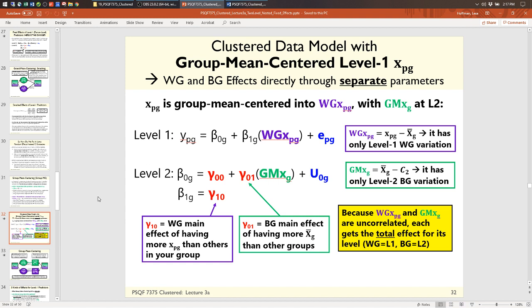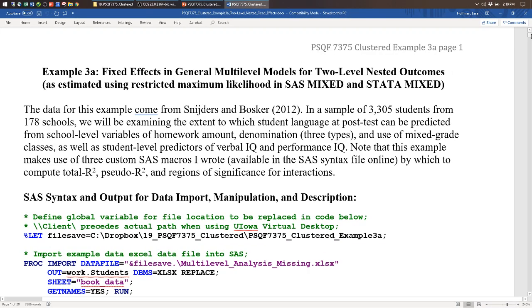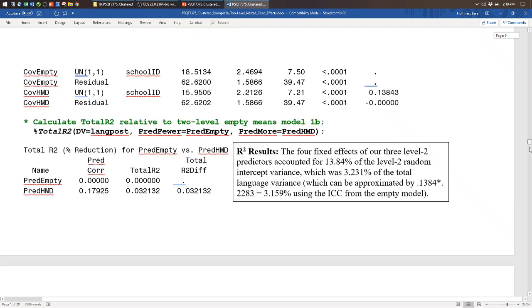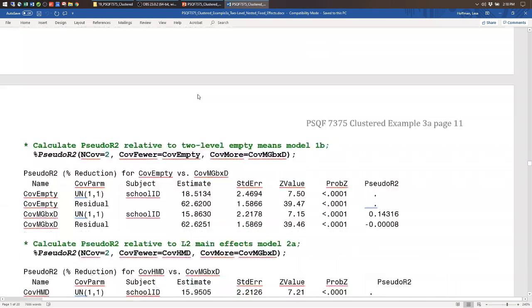Okay, questions on that? All right, so we looked at an example. We're still in example 3A. Let's pick up where we left off, thereabouts.